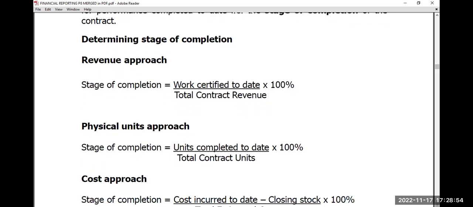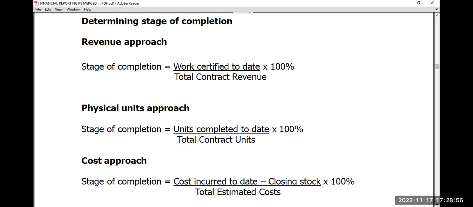We have approaches that we use to determine the stage of completion. One, we have the revenue approach. How we determine the stage of completion using the revenue approach, we look at the work certified to date, or the actual work we have completed to date, over the total contract revenue, and we multiply by 100. That will give us a percentage of what we have completed. If it is 50%, it means you have done 50% of the work.